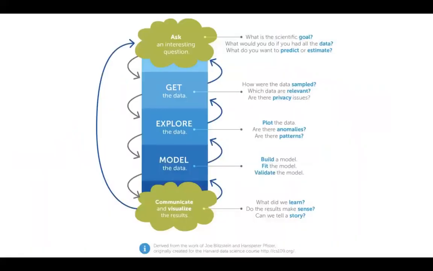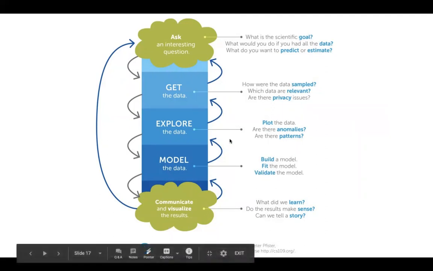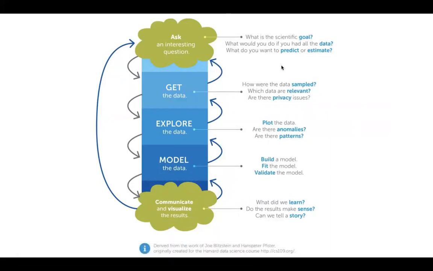How do you actually set up a machine learning model? It's very similar to the data science lifecycle that I just explained. You ask an interesting question and see what your scientific goal is. What would I actually do if I had all this data? What would I try to predict? Then we go on to getting the data. We try to see whether this data is relevant to the question I've just asked. Would it be helpful in predicting what I want to predict? How is the data actually procured?